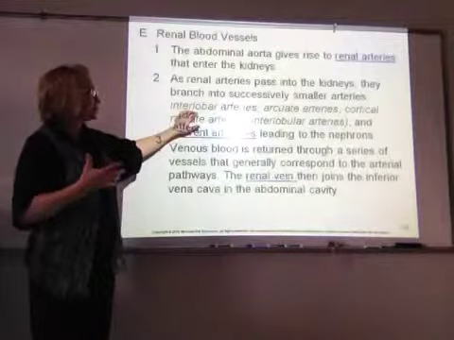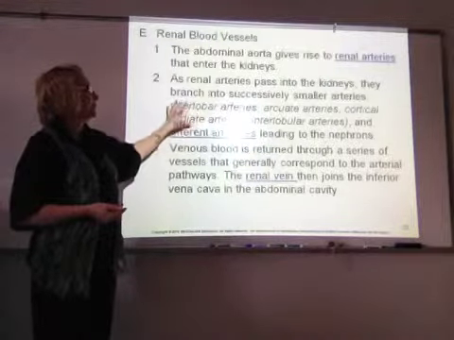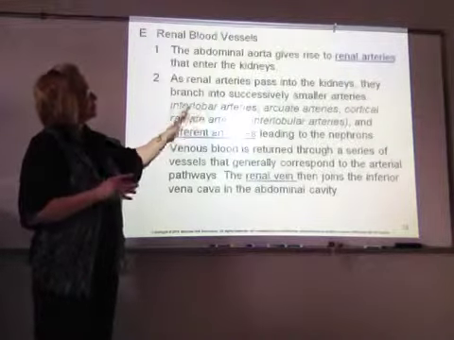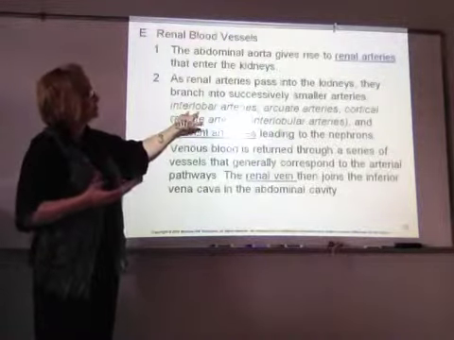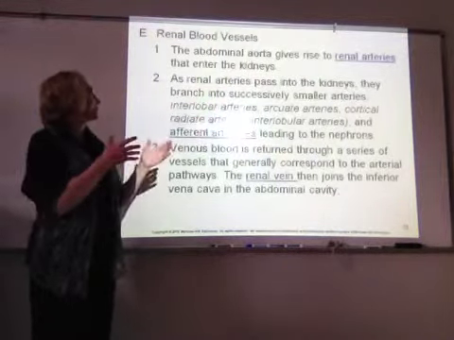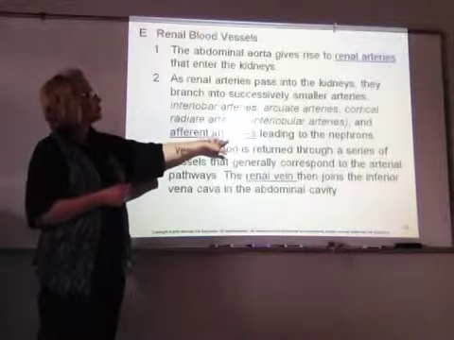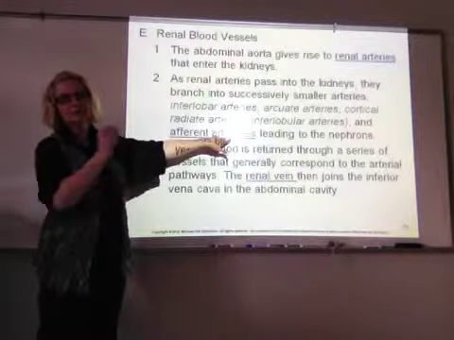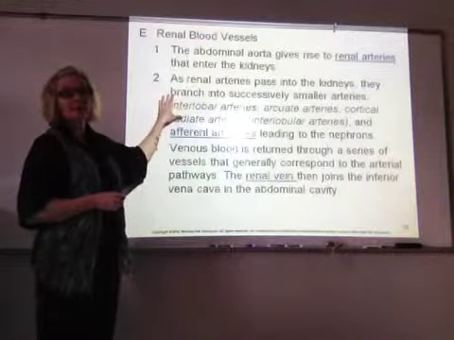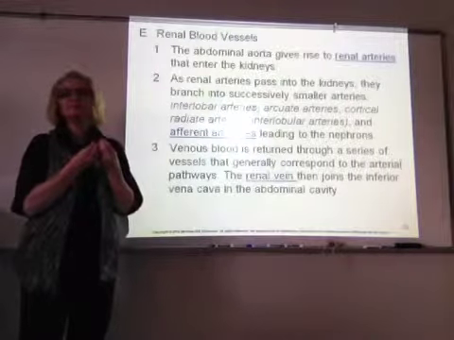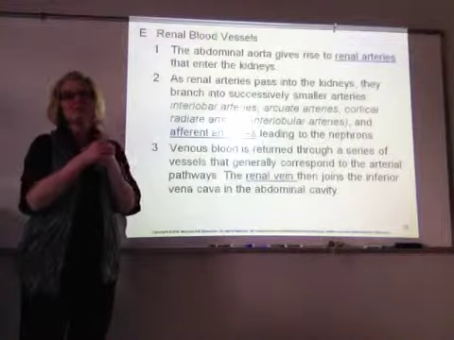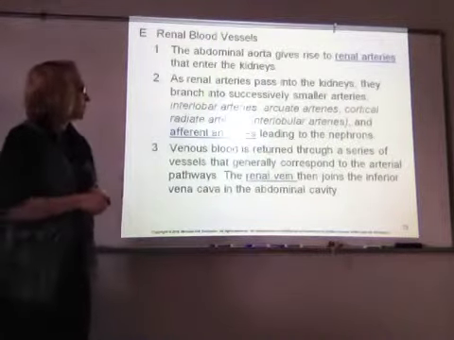They each have their own names, and I probably won't have you label these on the test, but as they branch, they have different names. Interlobular arteries, arcuate arteries, cortical radiate arteries, and then afferent arterioles are the smallest ones that are going to connect to your nephrons. So to sum that part up, there is a lot of blood vessel activity in your kidneys. Because they filter the blood, it has to have a lot of those branches for that to happen.